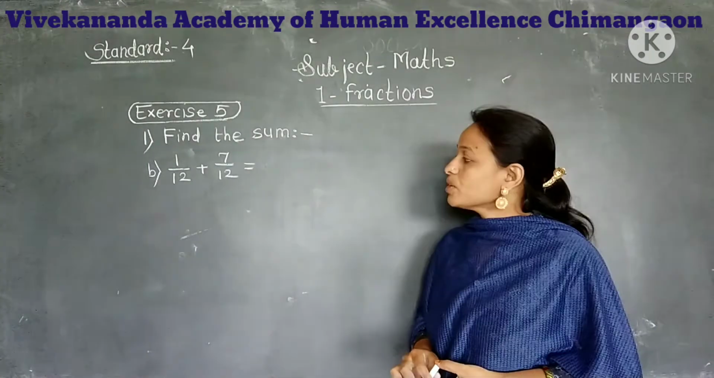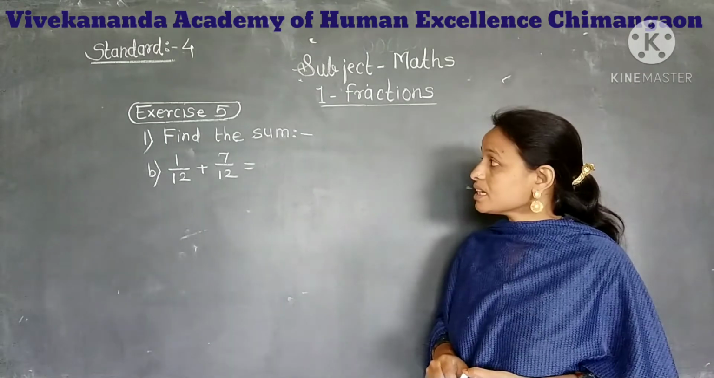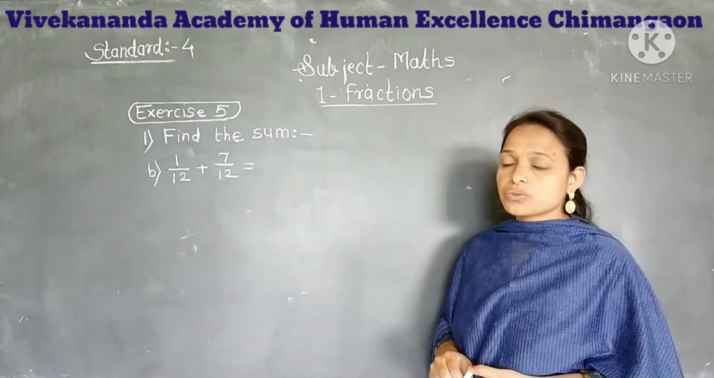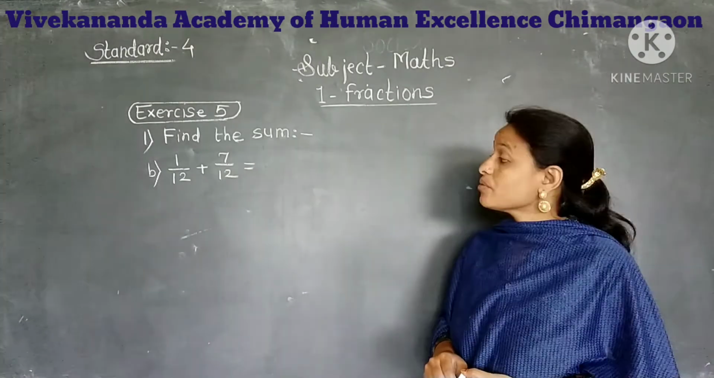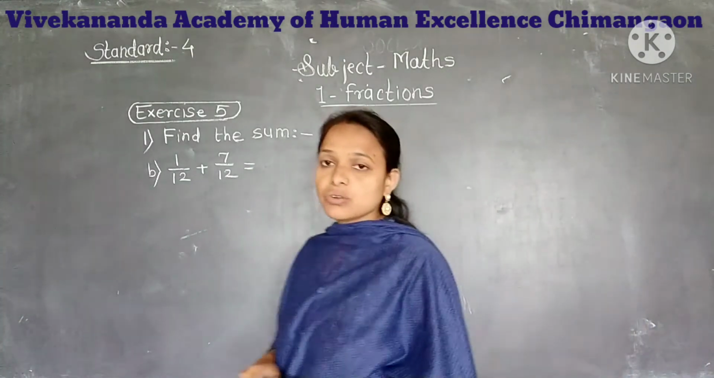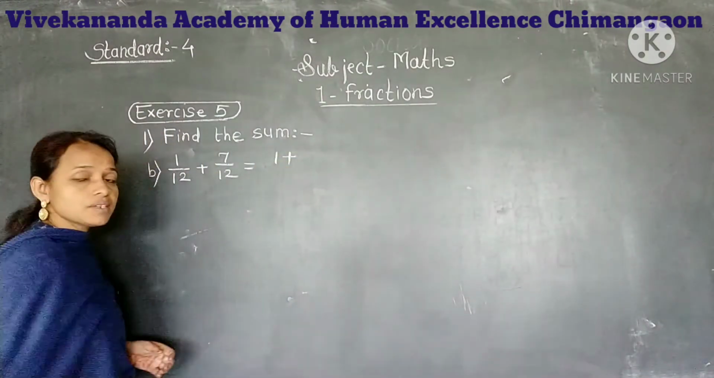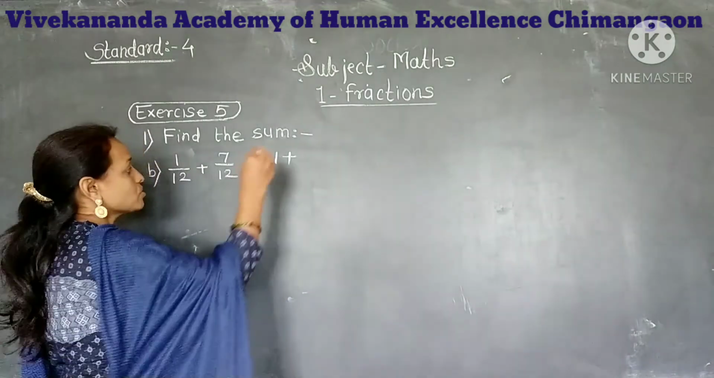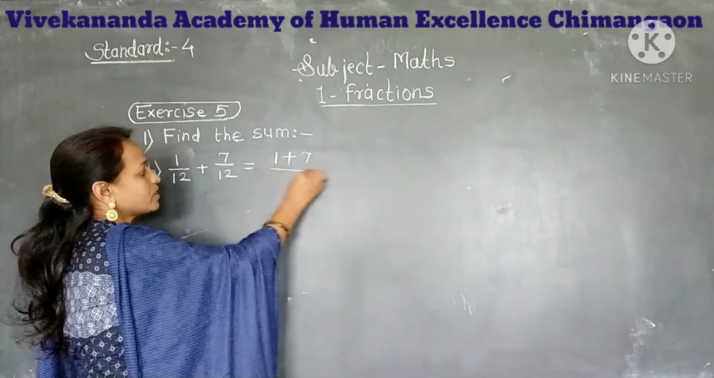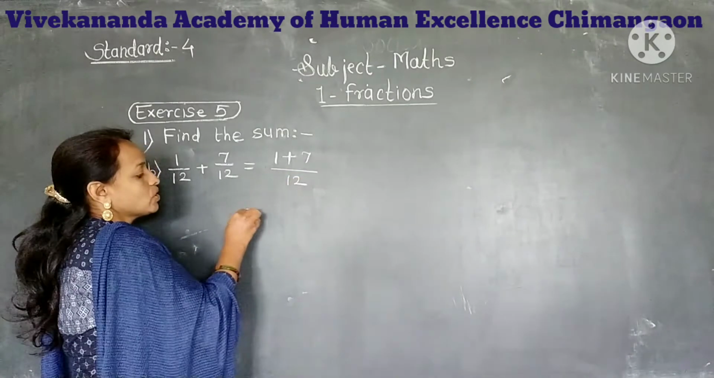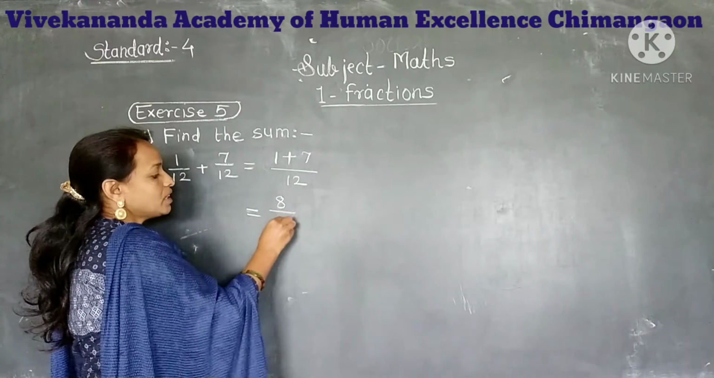Second example, 1 upon 12 plus 7 upon 12. These are also like fractions, so here we have to add like fractions. We have learned that we have to add the numerators. For 1 upon 12 the numerator is 1, and for 7 upon 12 the numerator is 7. So we add 1 plus 7 and write denominator 12. 1 plus 7 is 8, denominator 12.